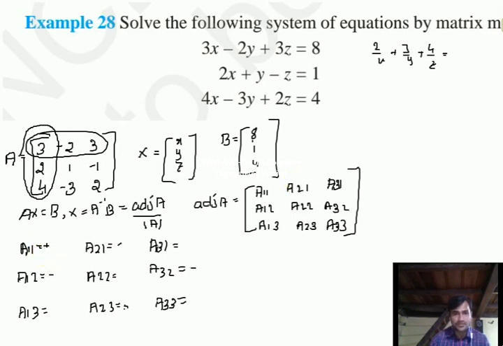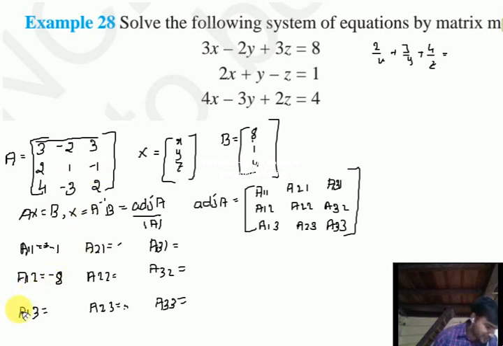So after getting this value as minus 1, you need to leave the first row and second column. If you leave the first row and second column, you remain with 2, minus 1, 4, 2. Therefore, 2 into 2 will be 4. Here, minus 4 into minus 1 will be plus 4. 4 plus 4 will be 8. But here you have a minus sign outside of that. Therefore, that element will be minus 8.